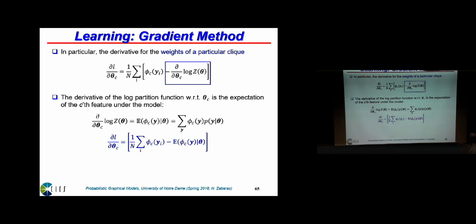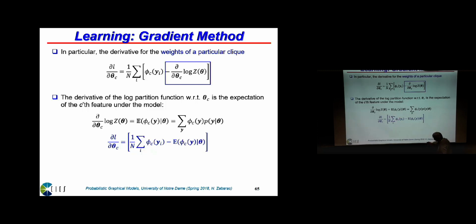And the first term. Hopefully I haven't missed a 1 over n here. I don't know if the 1 over n disappeared there, and this is outside the parentheses, so you guys check it for me. So this is 1 over n times the summation of the feature functions phi c computed at each data point yi. So this is what you get from the first term.